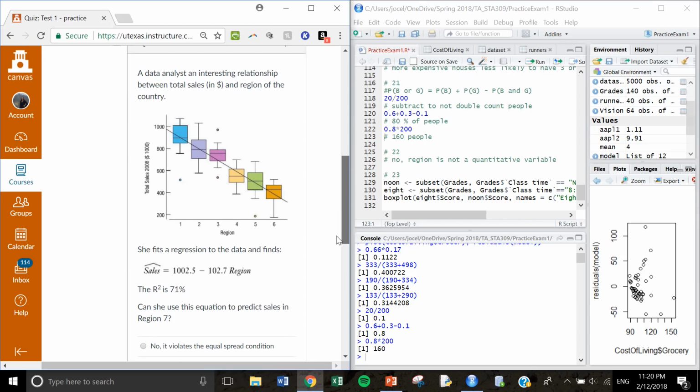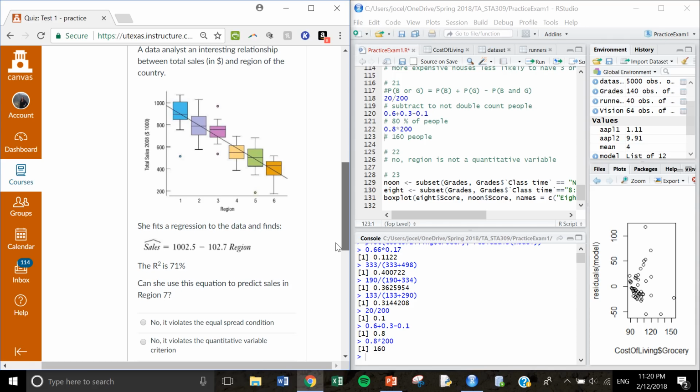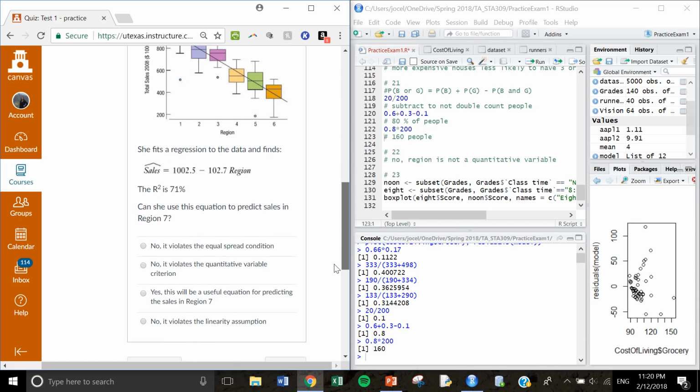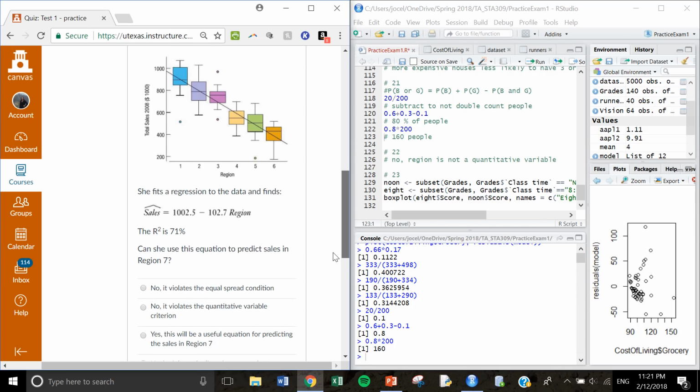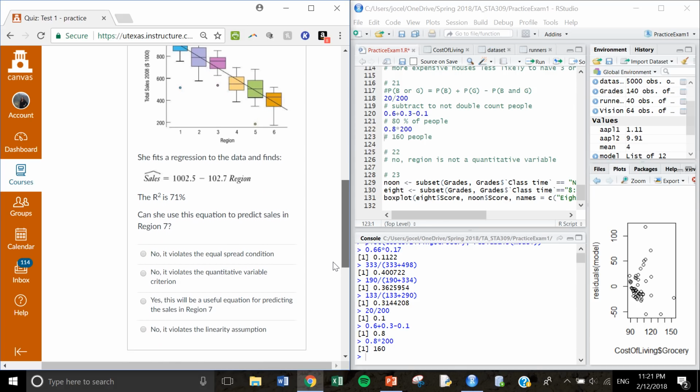So you've probably never seen a plot like this, and it's because a condition is violated, and you should never fit a plot like this because region is not a quantitative variable. I know they're numbers, but they are categorical. Region is categorical. I cannot take the average of region. So it violates the quantitative variable criterion. We would never fit a regression model on region versus total sales because region is not a quantitative variable.